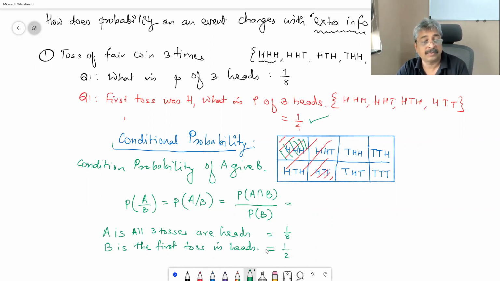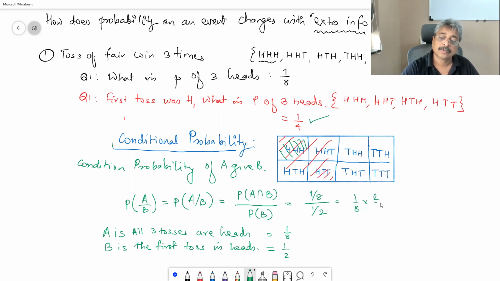probability of A intersection B, all 3 tosses are heads and first toss is heads, so A intersection B. Now how are you going to deal with this? So it is 1/8 upon 1/2. Is it correct? That is the answer.